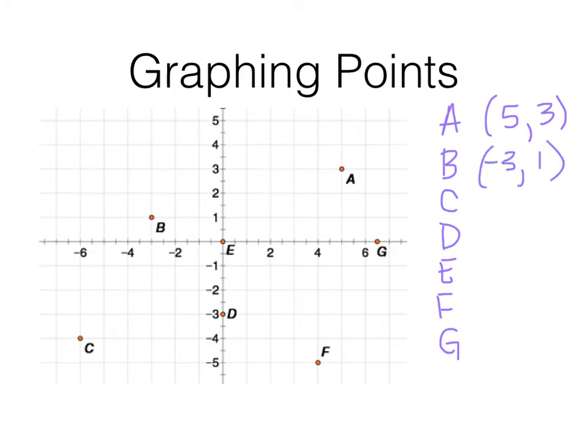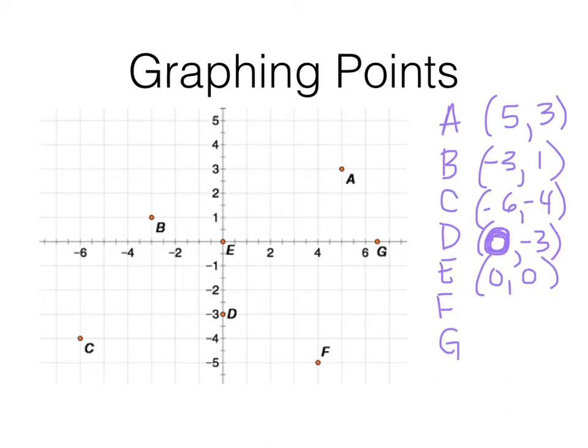So when we're looking at the points, if we move to the left on x, that's negative. Right on x is positive. Up on y is positive. Down on y is negative. C, negative 6, negative 4. D is on the y-axis. So 0 for x, because we're not moving right or left, and negative 3 for y. E is right at the origin, so that's 0, 0.